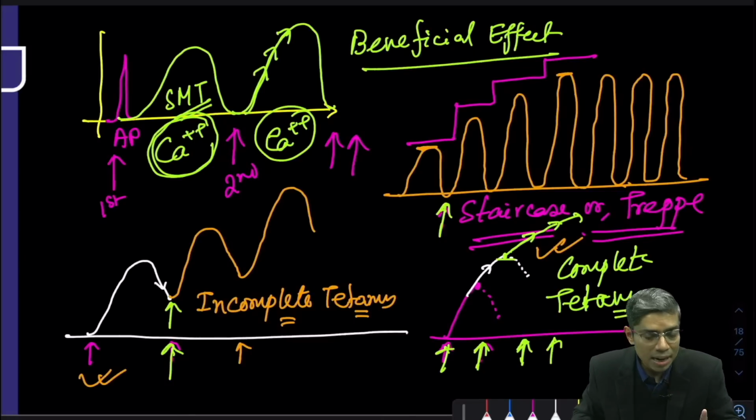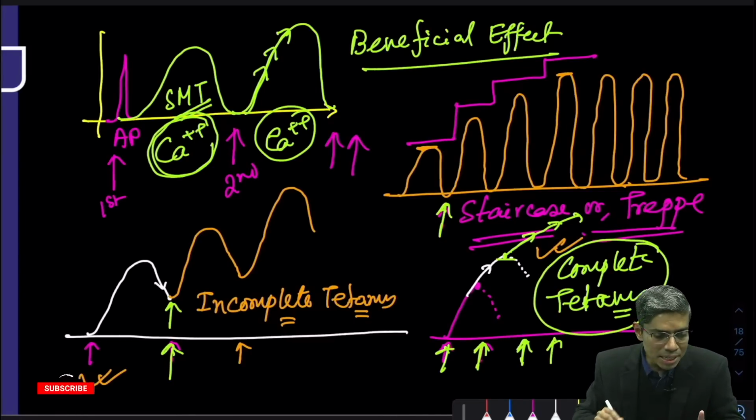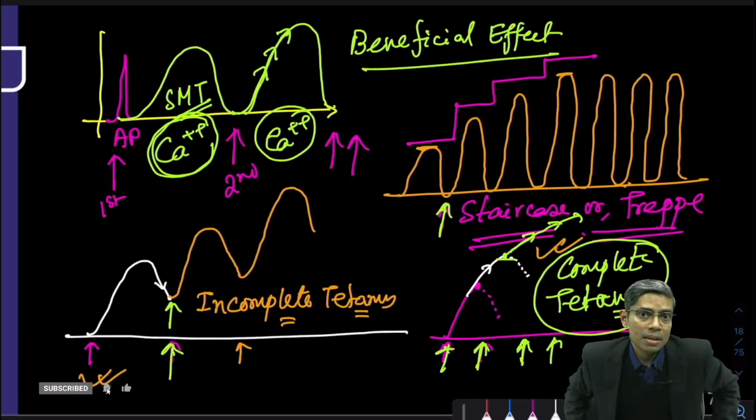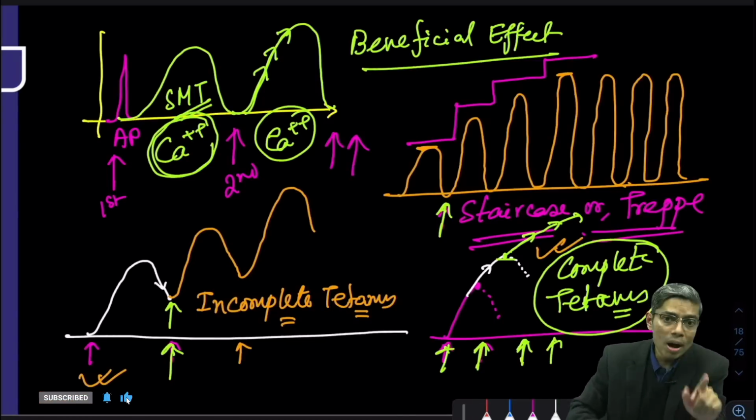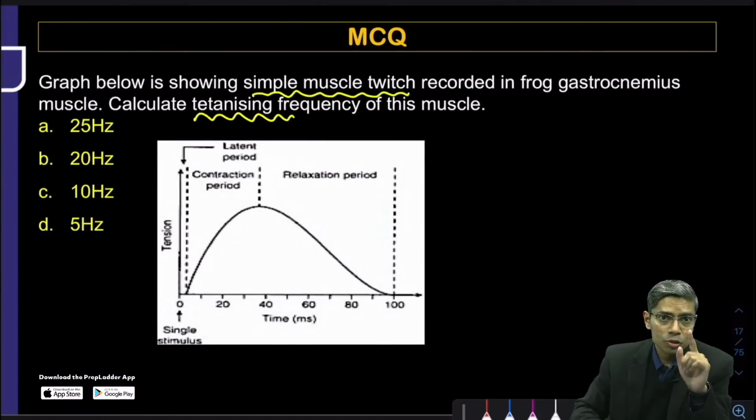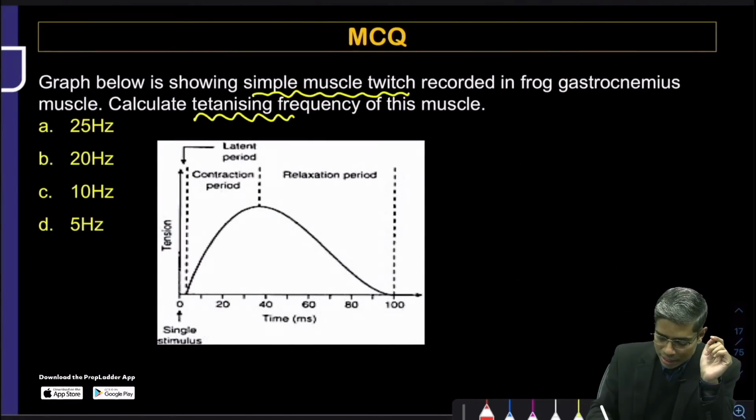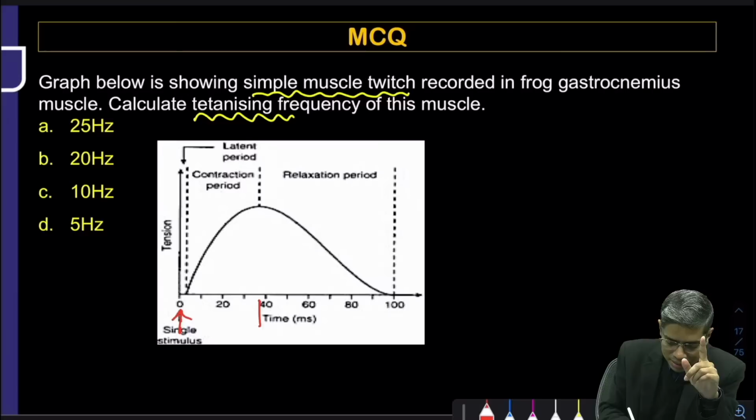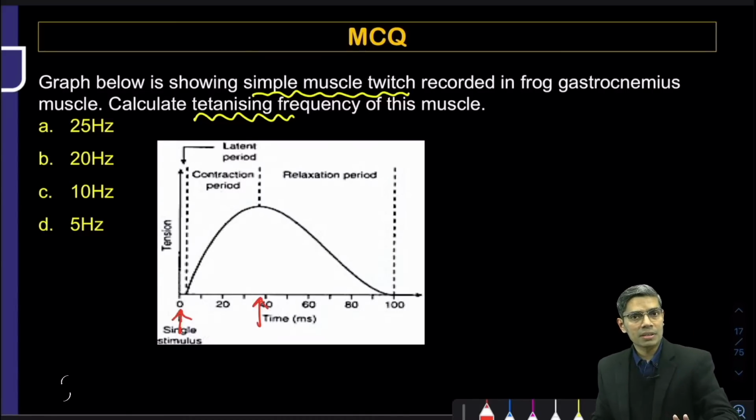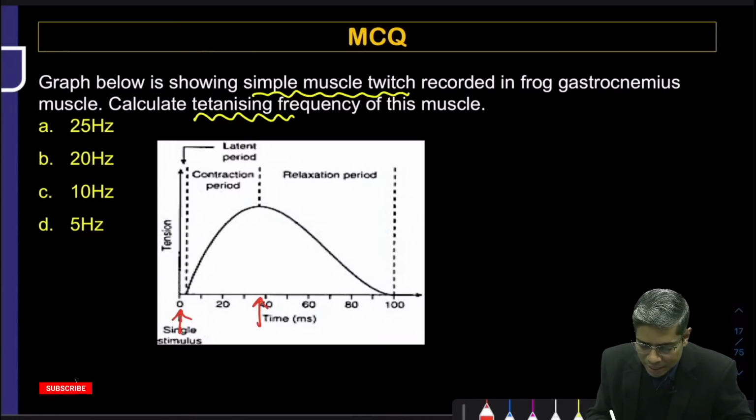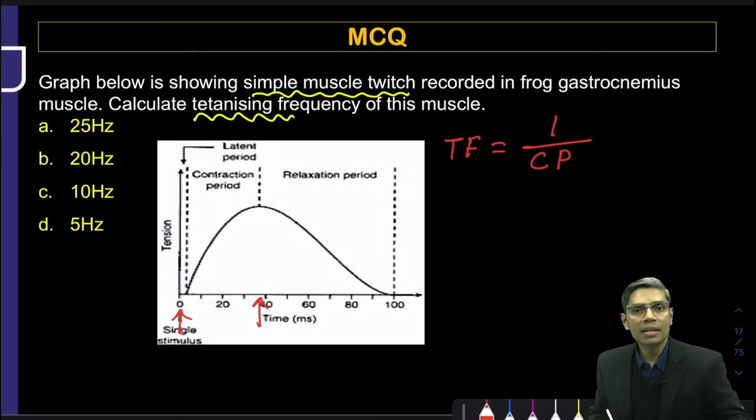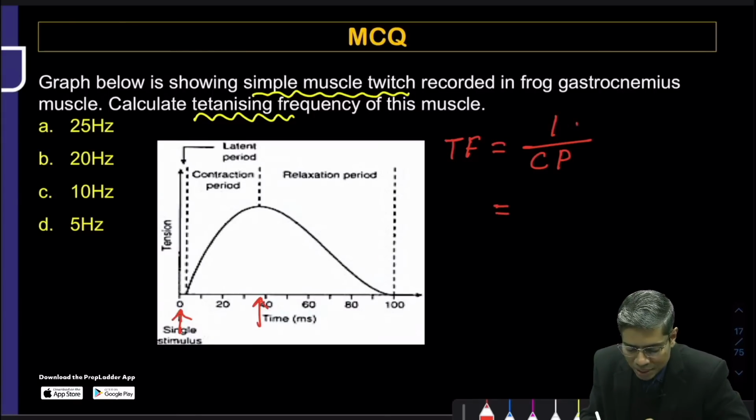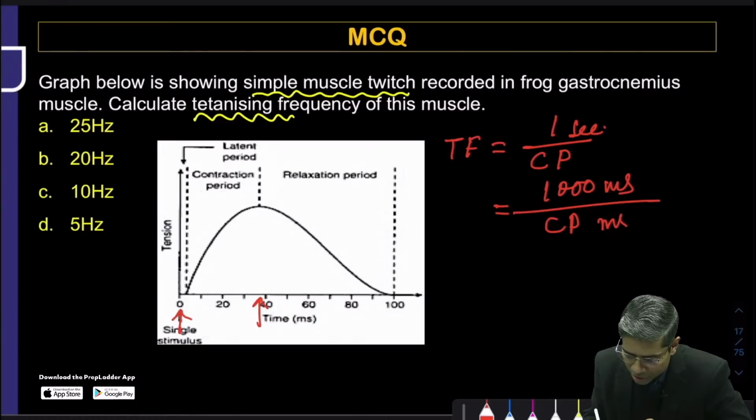So the basic bottom line is that if you want to produce a complete tetanus, your stimulus frequency should be so high that each of the stimuli should fall within the period of contraction. Meaning in this simple muscle twitch, if I want to produce a complete tetanus, I have to give a first stimulus here, and the second stimulus must be within the period of contraction. That is why the formula for calculating tetanizing frequency is 1 upon contraction period duration. What does 1 mean? 1 second, which is 1000 millisecond, upon your contraction period duration in millisecond.